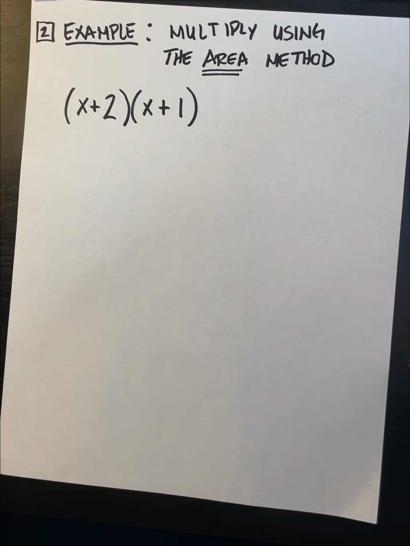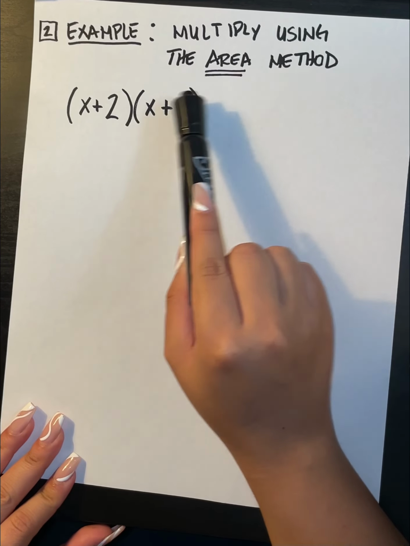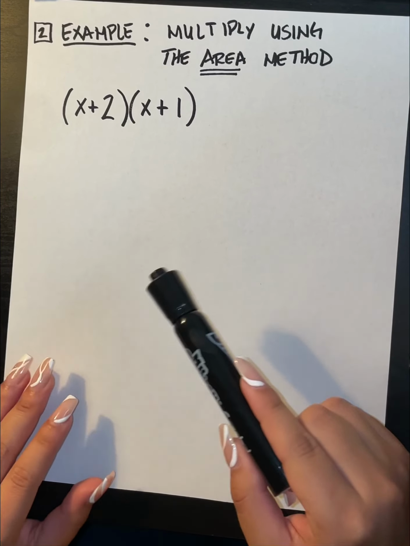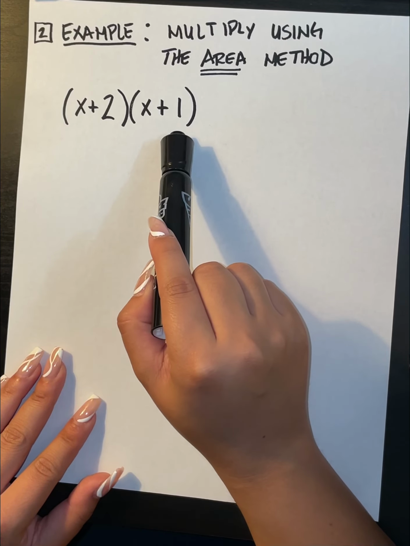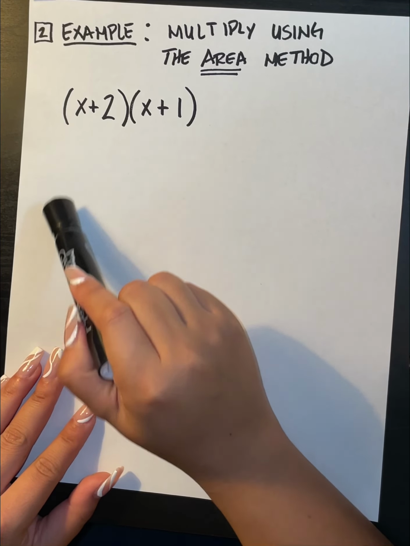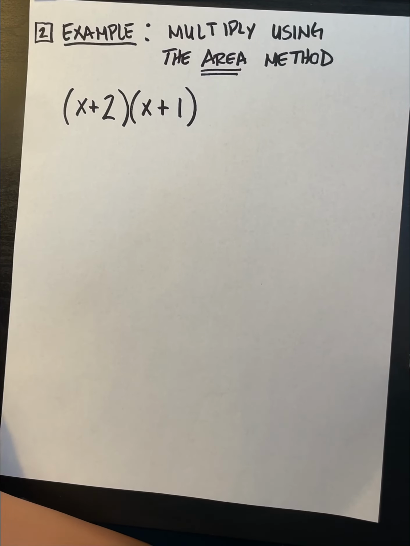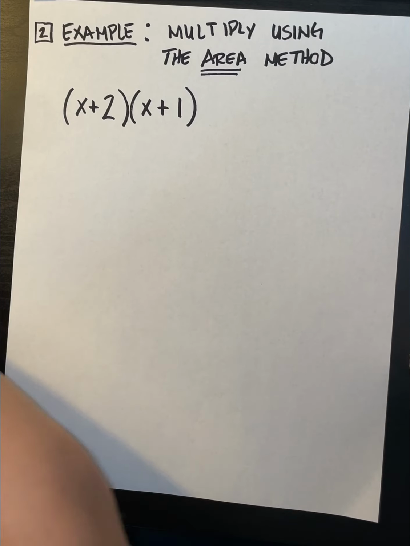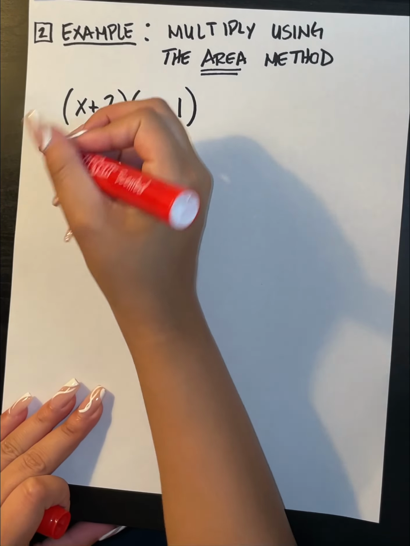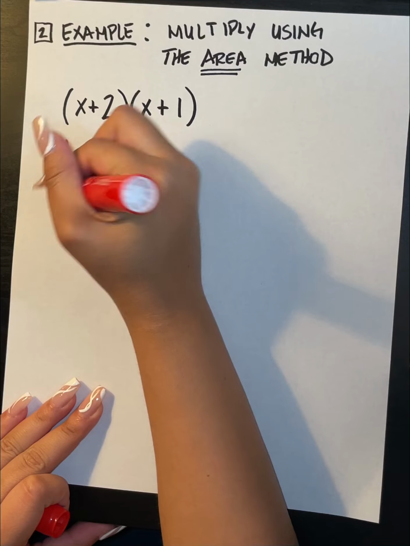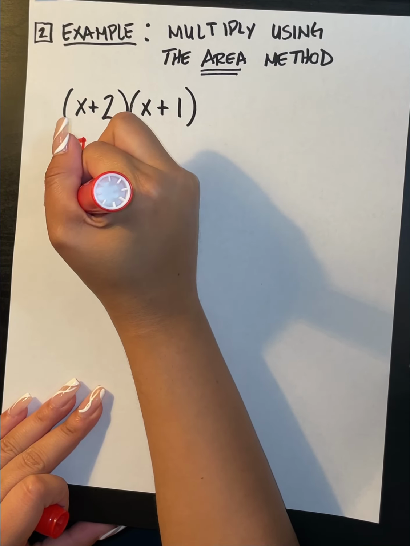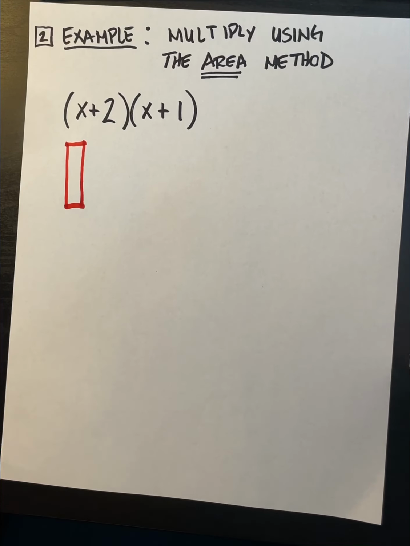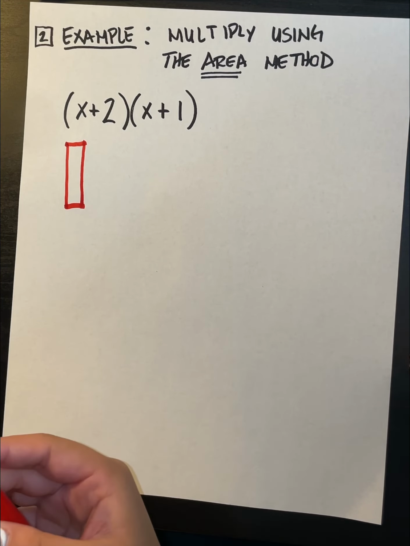Okay, so question 2, multiply using the area method. So we just learned this. So right here we have x plus 2 times x plus 1. So on the bottom right here, I'm going to do x plus 2. So we know x. For this video, I'm going to make it red. So anytime you see a red one, that's going to be x. So that's our x. And if we want 2, well, we don't have 2, but we have 1, right?